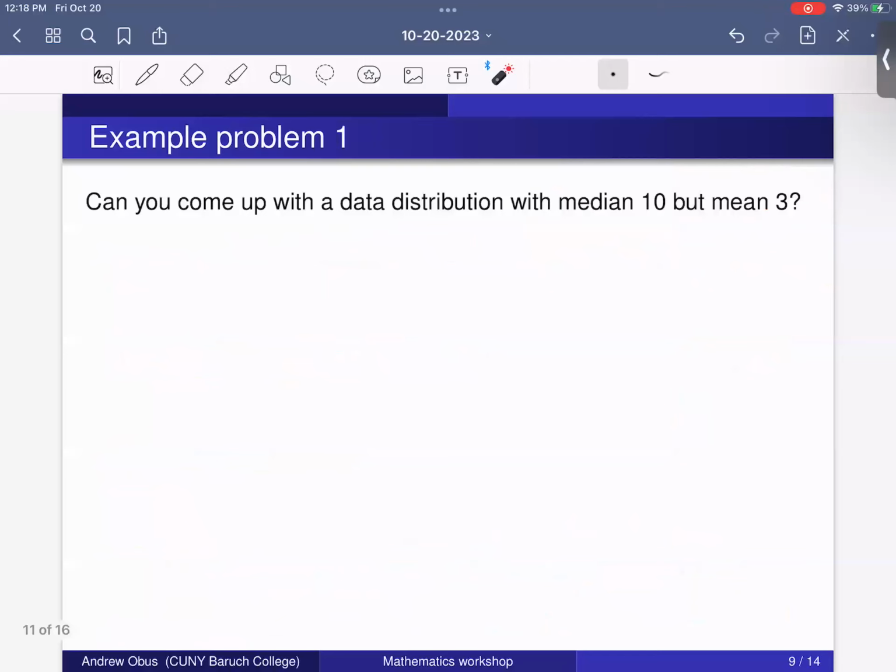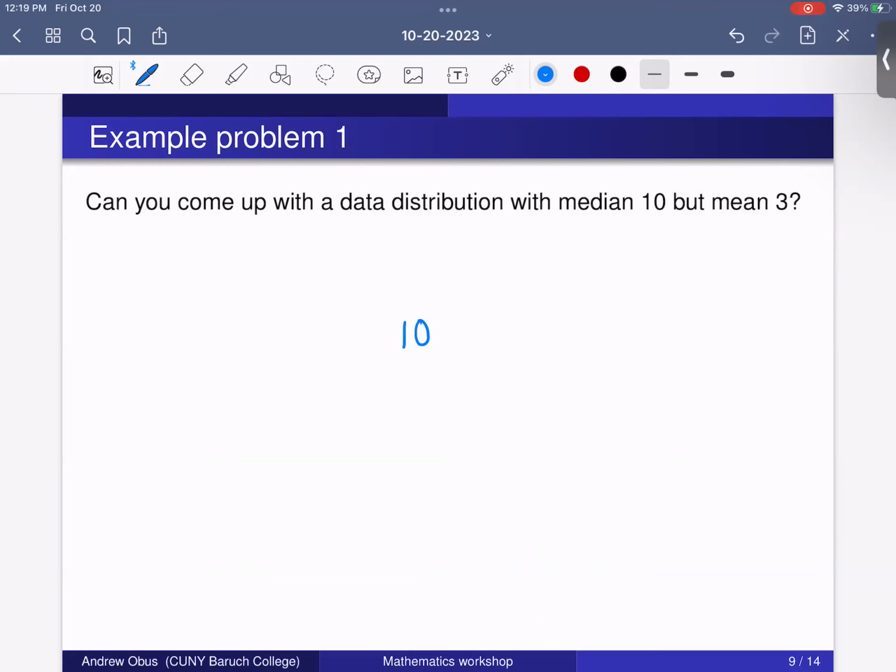Okay, so let's go to this problem. Can you come up with a data distribution that has median equal to 10, but mean equal to 3? It's asking you to write down the numbers so that this happens. And well, if I want the median to be 10, probably I want to start with a 10 right in the middle. That's going to be the easiest way to have the median be equal to 10.